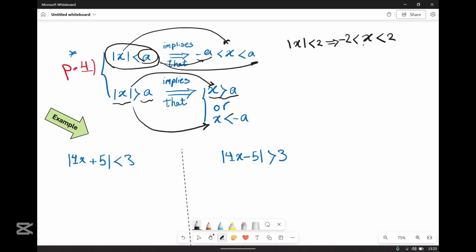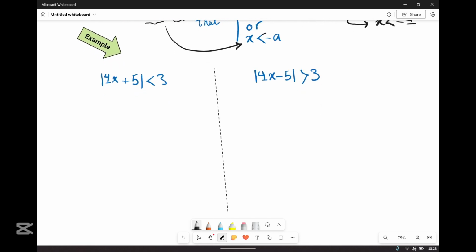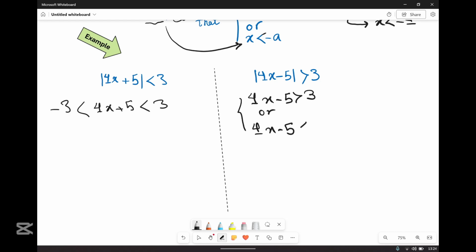For example, |x| greater than 4: you say x is greater than 4 or x is less than -4. Let's solve this question to understand it better. If we solve this, at the first we know 4x + 5 is between -3 and 3, and this implies that 4x - 5 is greater than 3, or 4x - 5 is less than -3.